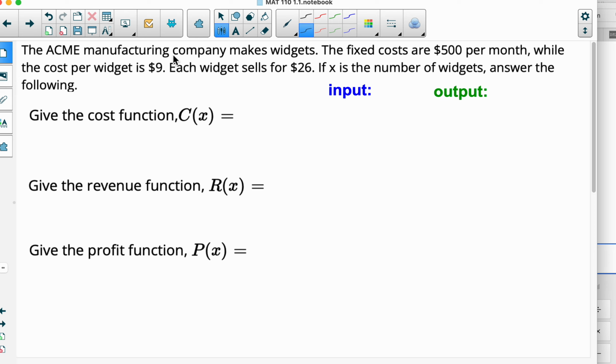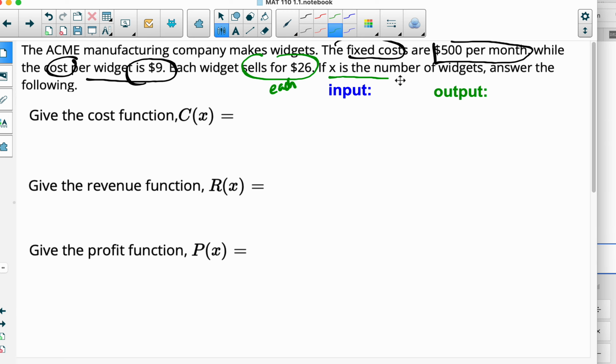So if I have a manufacturing company and I make some widgets, and I want you to look for keywords when you're going through these problems. So this says I have fixed costs, okay, of $500 per month. And then I have a cost per widget of $9. Then I'm told I sell them for $26 each. All right, X is the number of widgets.